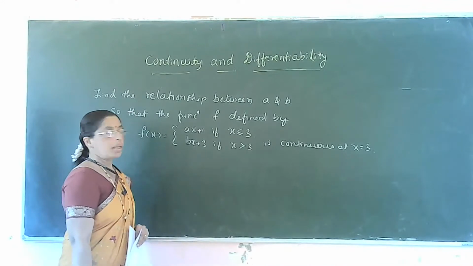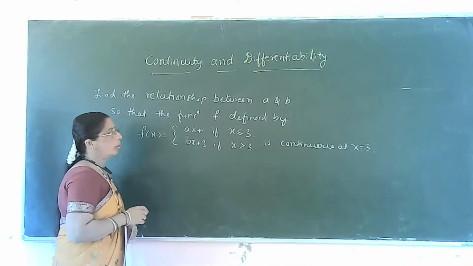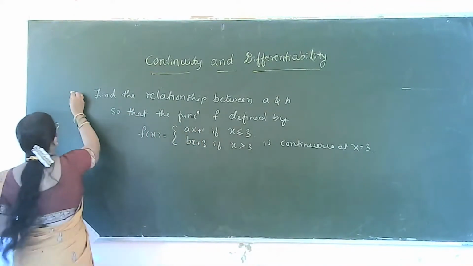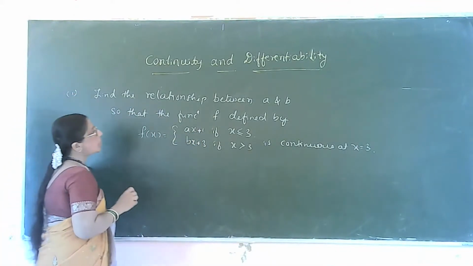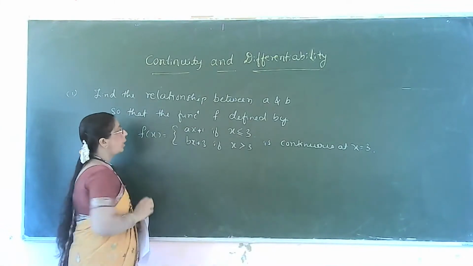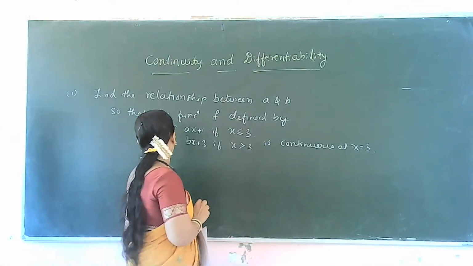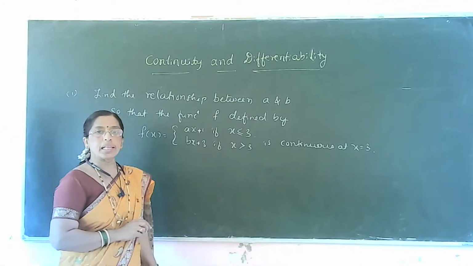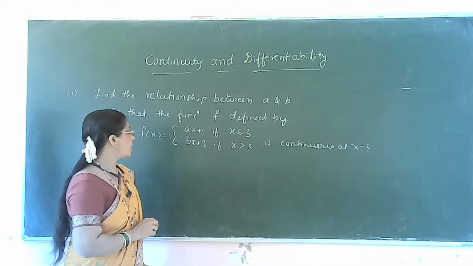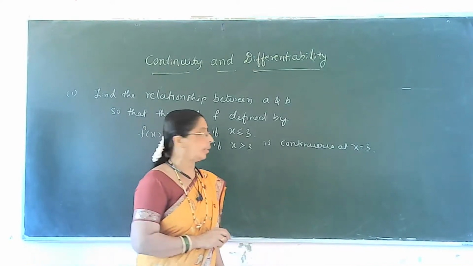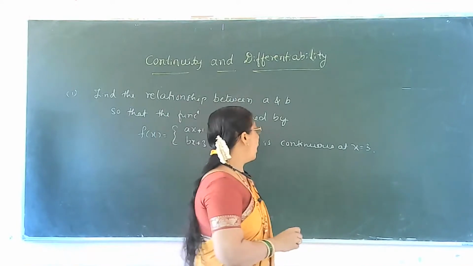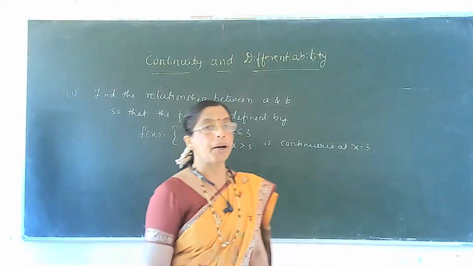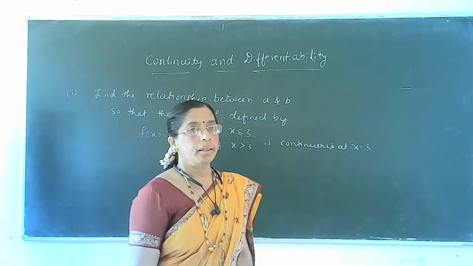I discussed this problem yesterday also, but I couldn't give the whole solution of this problem. Therefore, I take this problem again. Find the relationship between A and B so that the function f defined by ax plus 1 if x is less than or equal to 3 and bx plus 3 if x is greater than 3 is continuous at x equal to 3. Given here the function is continuous.